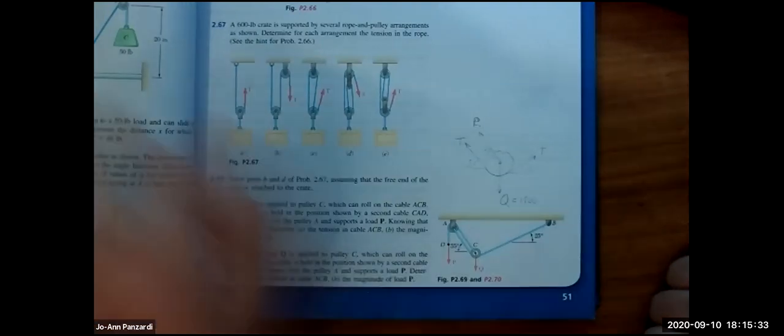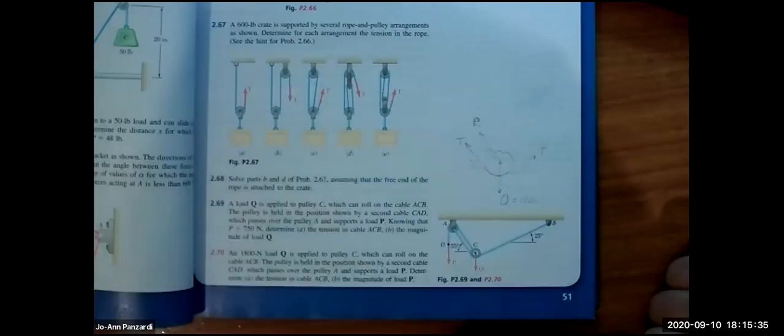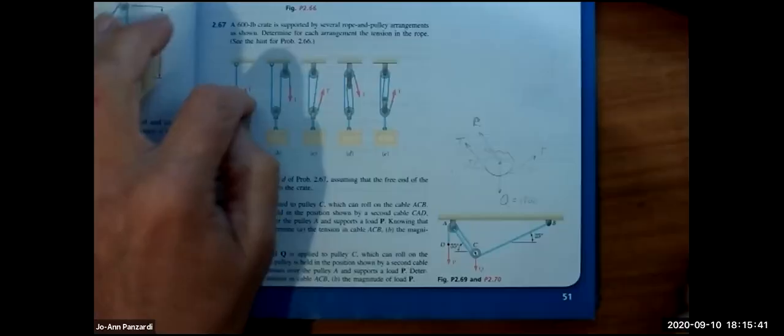How much do you have to pull this to lift it? It'd be like, what's the half relationship? W. Right, half T is half of W.